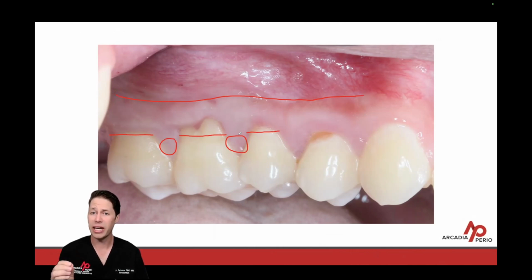There's different classification systems when it comes to these types of cases. Just know I like to use the Miller classification system. This is a Miller type 1 recession defect. The other thing I want to be mindful of is how much attached tissue is actually remaining. Remember, we have our sulcular depth of about 2 millimeters or so, and the remaining attached tissue is less than a millimeter in this case.